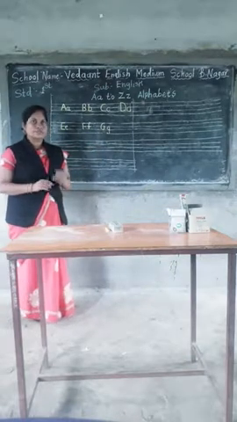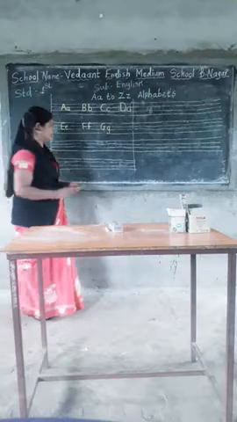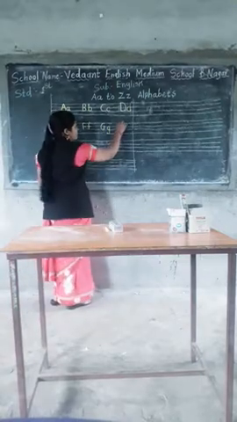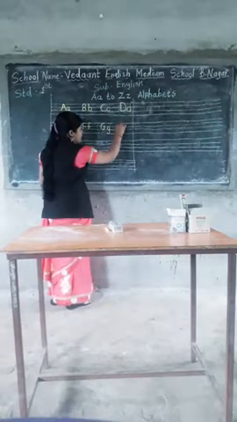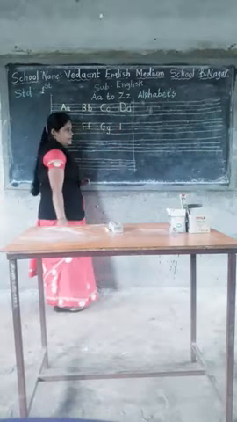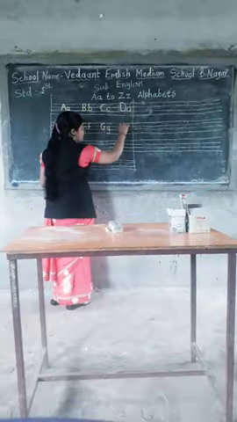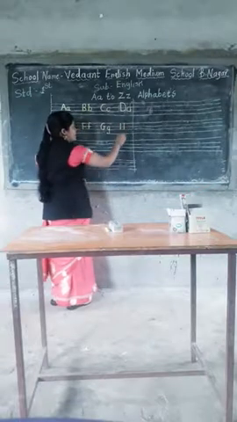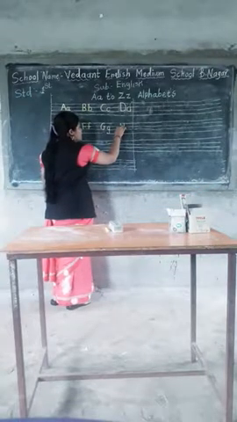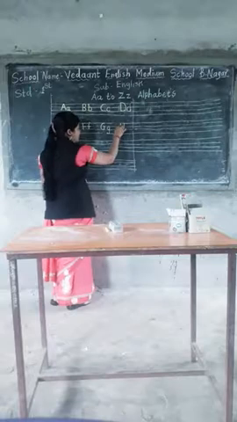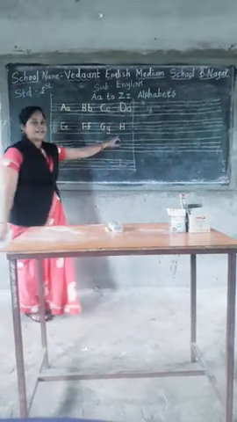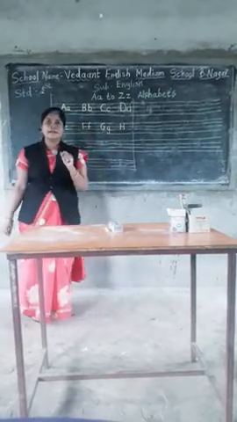H. So how to write H? Let's see. Go to the top and draw a standing line in this way. Again go to the top and draw a standing line in this way, and in the middle line here is the sleeping line. It is capital H.